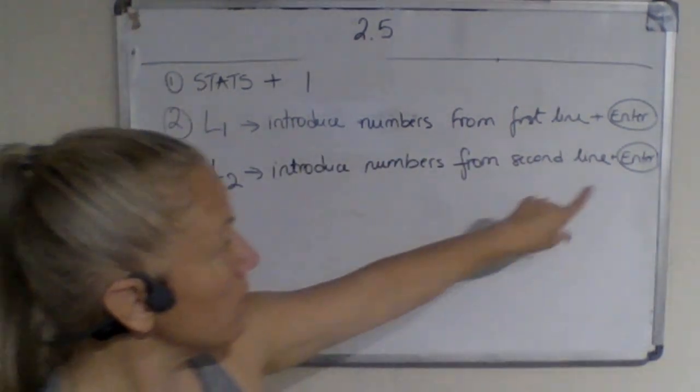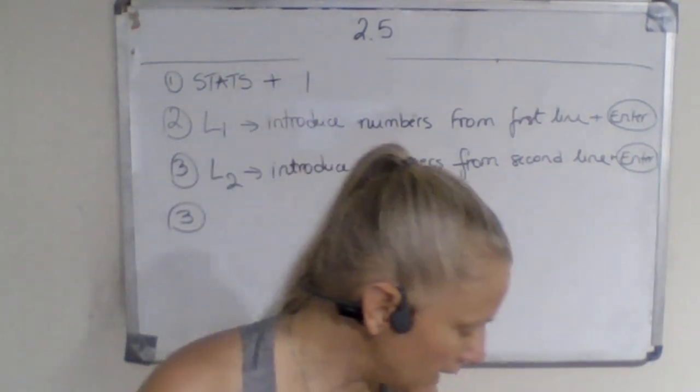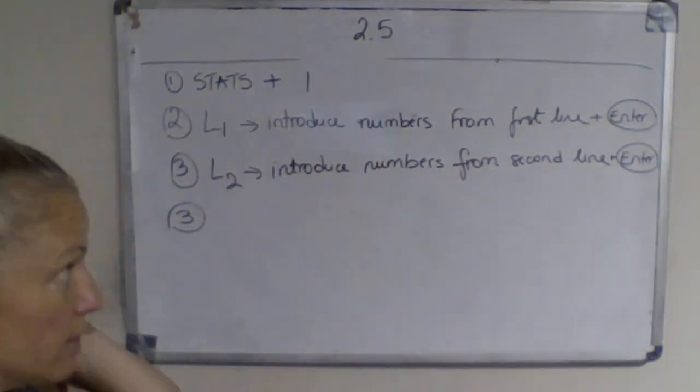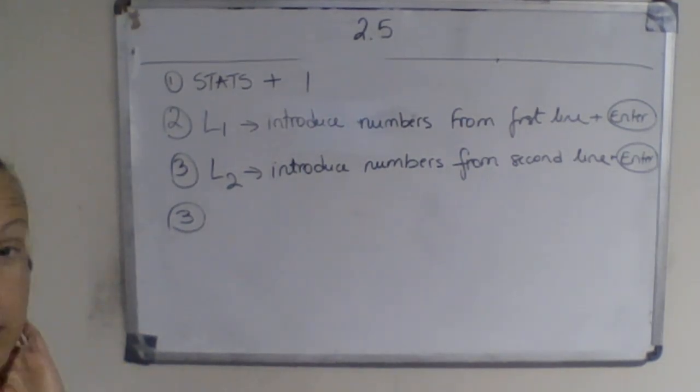After you type each number, you press enter, including after you type the last one, 1.2, you still push enter. Go ahead, pause if you need to. Go ahead, introduce those, and restart the video when you're done.